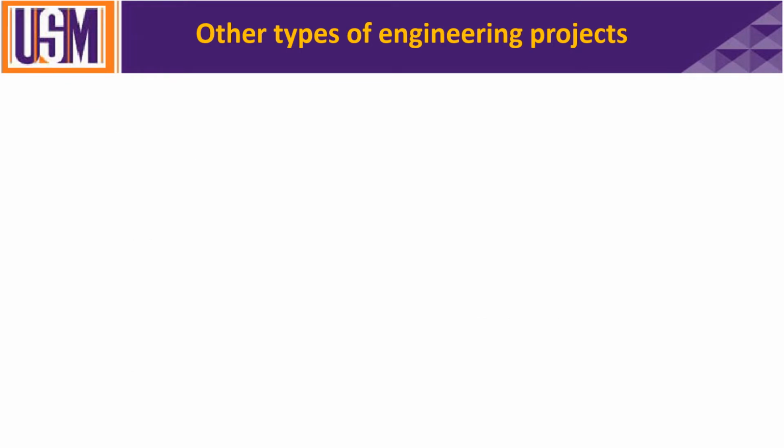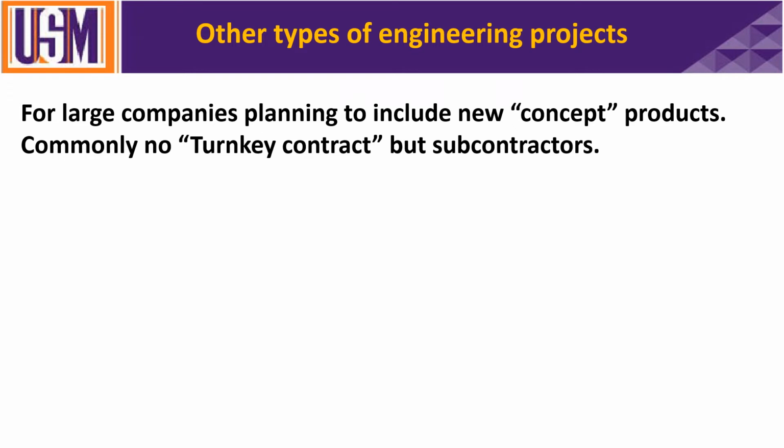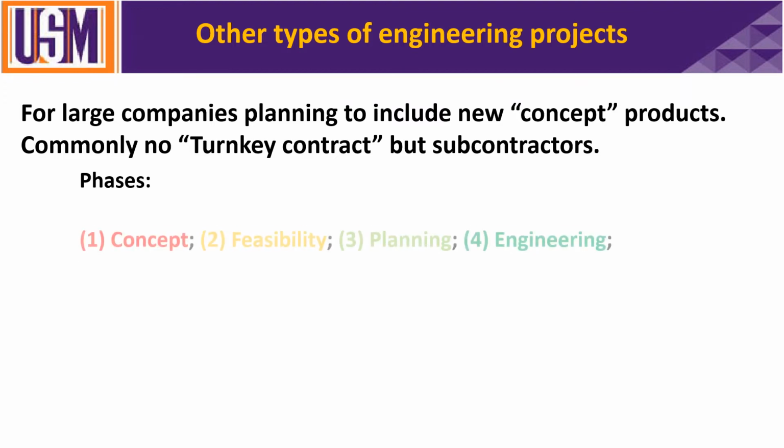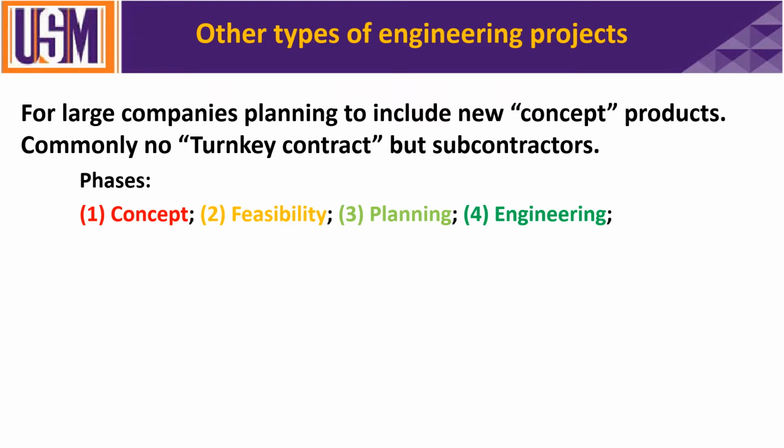Another type of engineering project is for very large companies that want to do a new concept. For example, Toyota wants to do a hydrogen car or an EV, an electrical car. So internally, they will initiate a new department. They call it hydrogen car or electrical car. In this case, usually they don't have a turnkey contractor. So this is a bit wider than the turnkey EPC contract. It starts from a wider scope, all the way from concept.